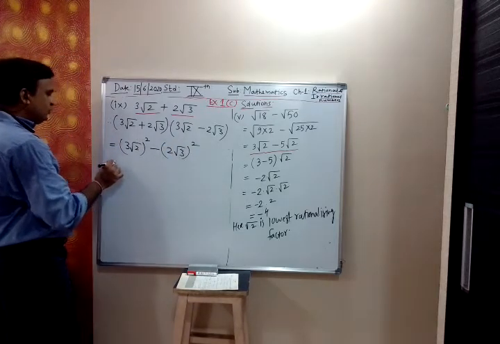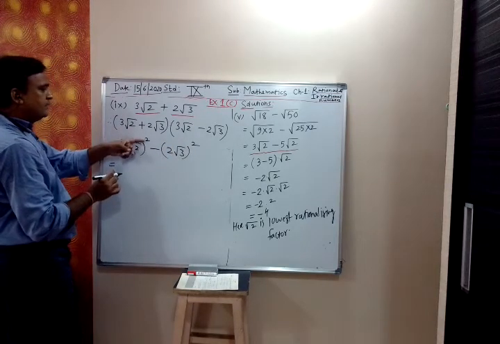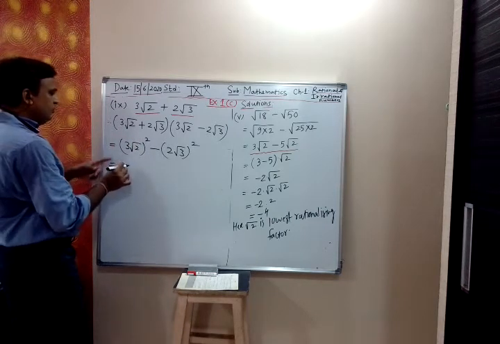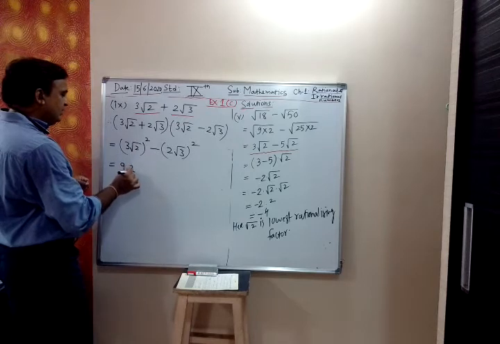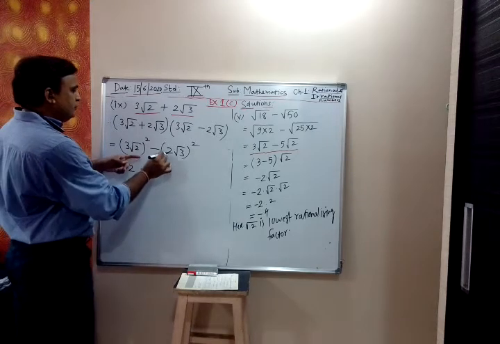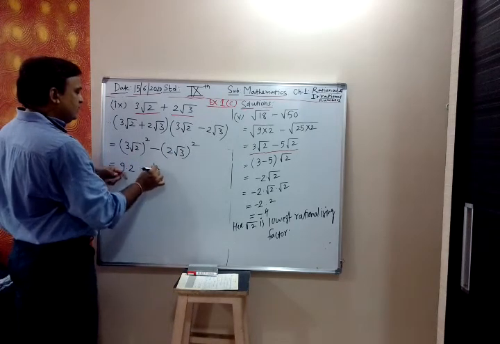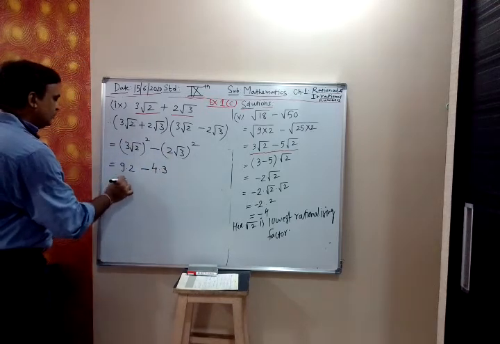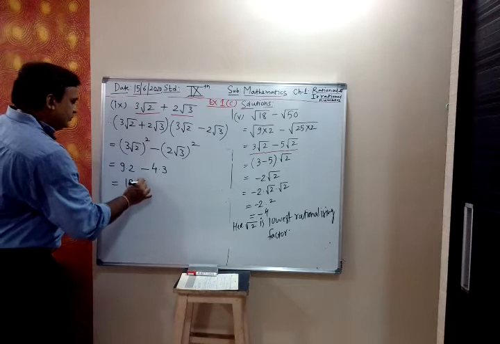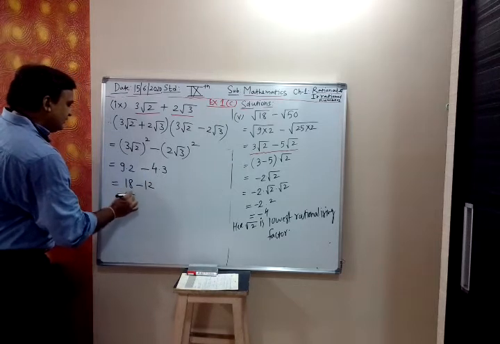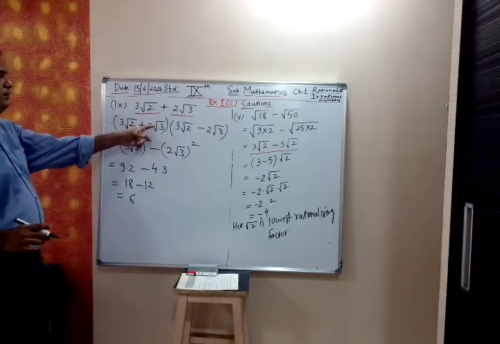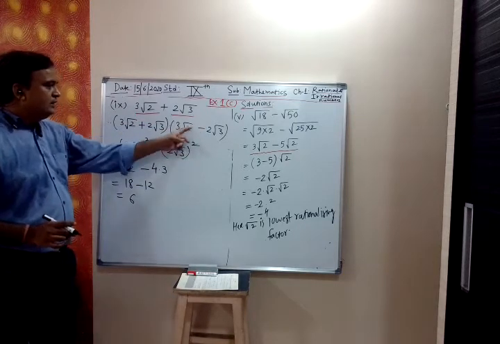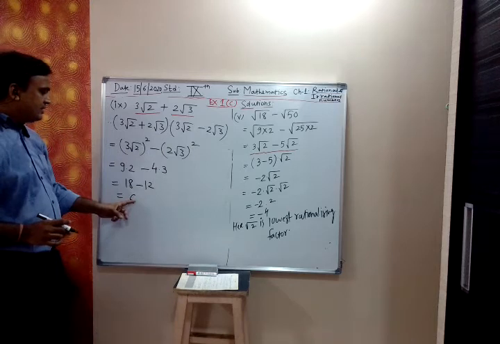So 3 root 2 square will be 3 square, 9, into root 2 square is 2. 9 into 2 minus 2 square, 4, into root 3 square is 3. So 9 into 2 is 18 minus 4 into 3 is 12. So the answer is 6. So when we multiply by 3 root 2 minus 2 root 3, we get a rational number.